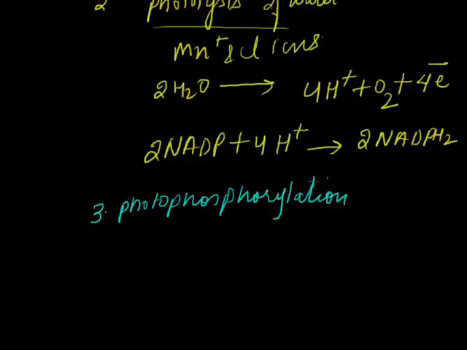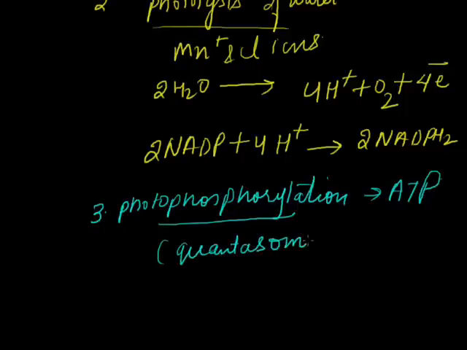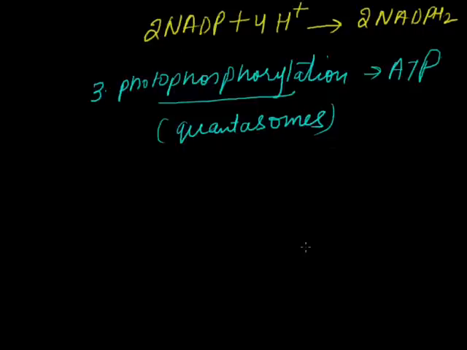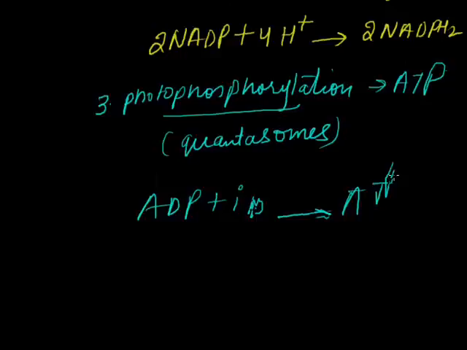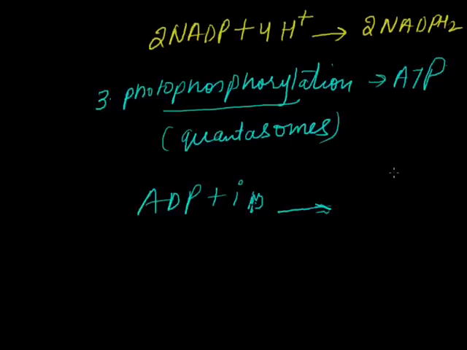Photophosphorylation. During this process, ATP, that is the chemical form of energy, is produced. That is production of ATP. It takes place in quantasomes. Inorganic phosphate is required to convert ADP to ATP. Suppose this is an ADP molecule. This will combine with inorganic phosphate and it will become ATP, that is the chemical form of energy.